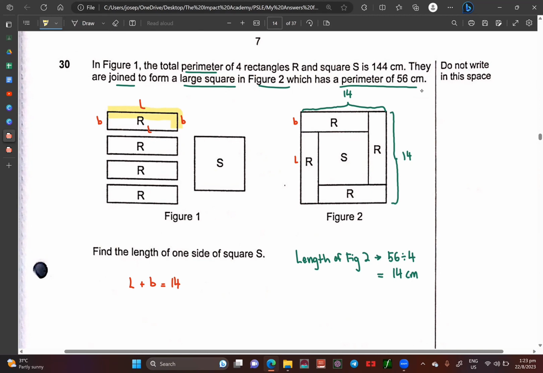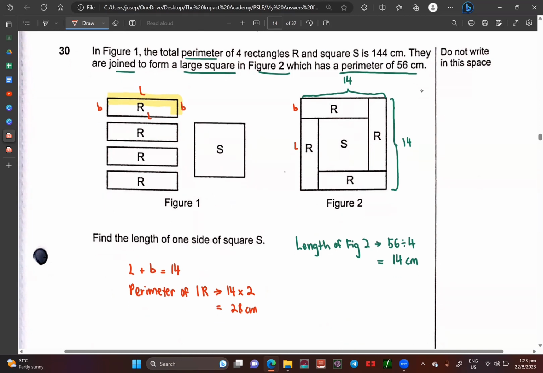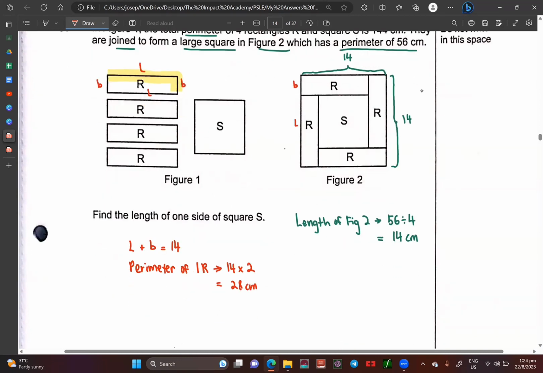So that is one length and one breadth. And then one whole rectangle, so the perimeter of 1R will then be 14 times 2, which is equals to 28 centimeters. How many R do I have? I have 4 R's, so I'm just going to do 28 times 4, and I'll get an answer of 112 cm.